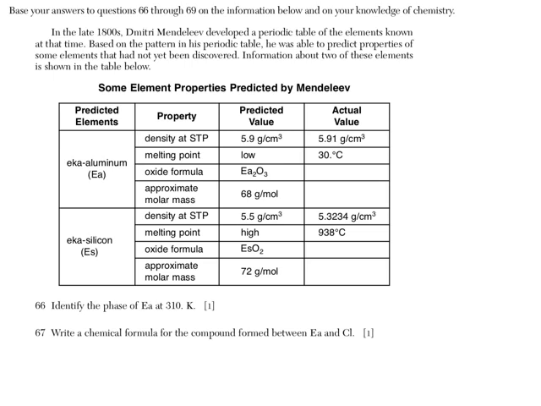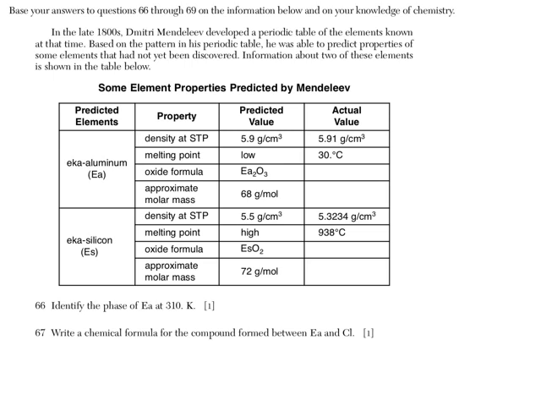Questions 66 through 69 relate to this whole chart here. It says in the late 1800s, Mendeleev, the Russian guy who developed the periodic table, developed a periodic table of the elements known at that time. Based on the pattern in his periodic table, he was able to predict properties of some elements that had not been discovered. That was my favorite part of the story, as you remember, that he yelled at the guy who discovered an element because he said he knew about it first and was somehow correct. It says information about 2 of these elements is shown in the table below.